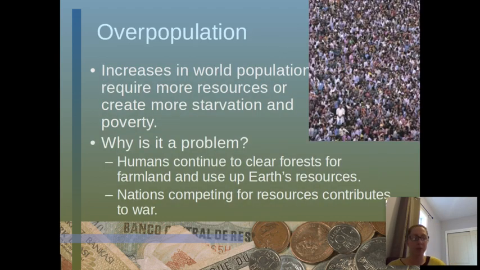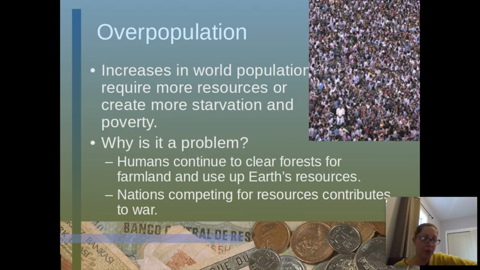Another problem that we're seeing is overpopulation, and different scientists have different ideas about this. We are talking about like 7 billion people in the world today. And as our world population grows, we need more resources, we need more homes, we need more employment opportunities, educational opportunities, all these things. And if we're unable to meet those needs, this could lead to mass starvation and poverty.